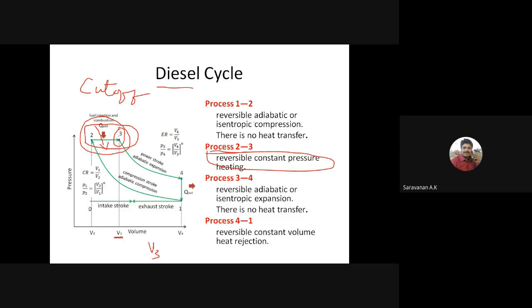V3 divided by the volume at which we start to supply the fuel. For point 2, from point 2 we can start to supply the fuel to the system. That volume is called V2. So the ratio between these two volumes is called the cutoff ratio.